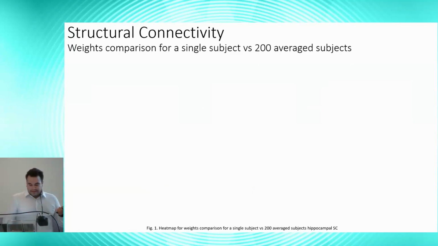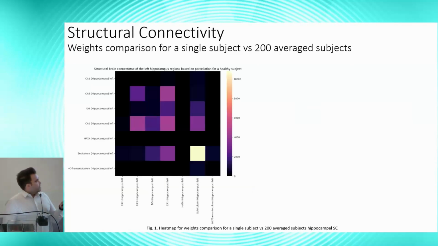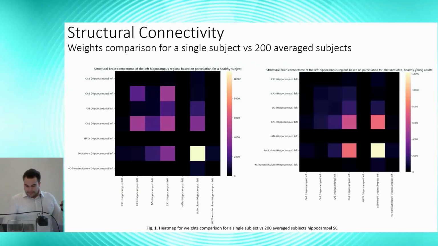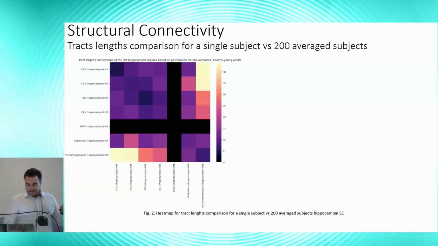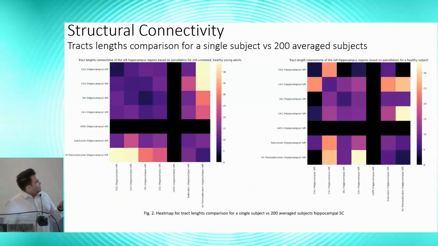So we can see the different structural connectomes that have been used as global connectivity for these regional simulations. We see it for a healthy subject and for 200 unrelated healthy subjects. So they are young adults. We can also see the comparison of the track length, also for a single subject, and for 200 subjects.